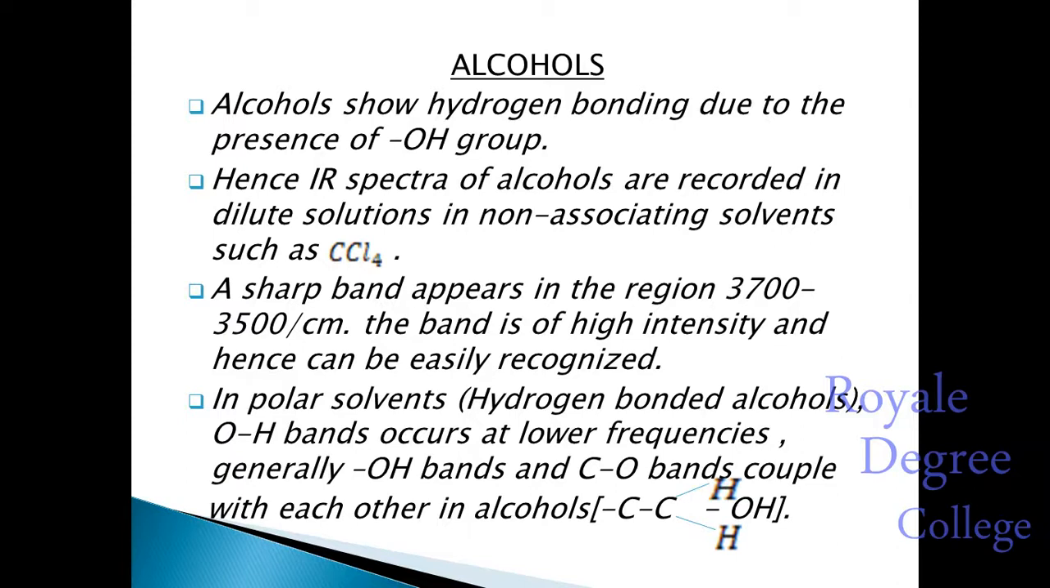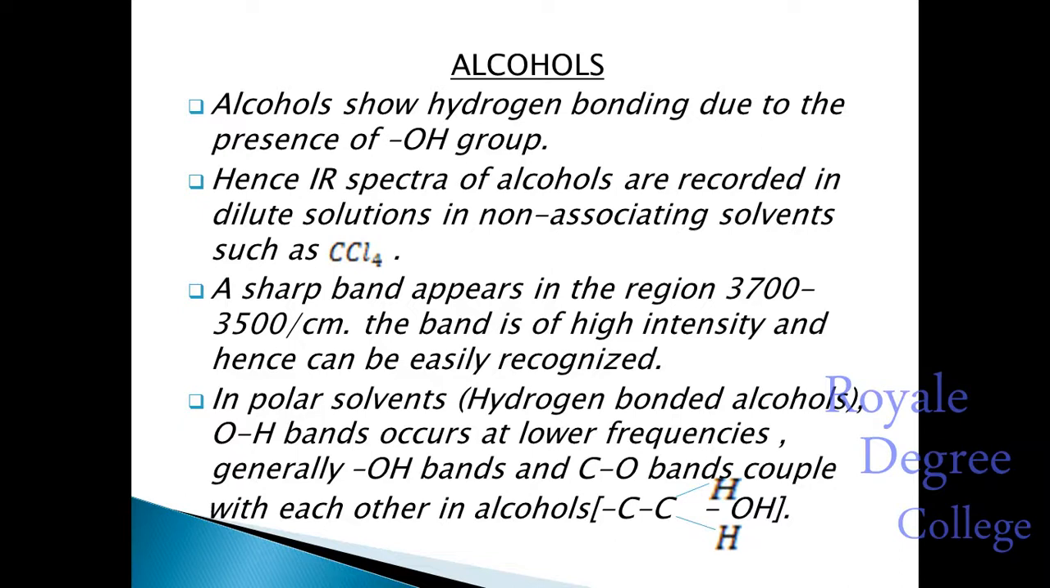Now we will study about alcohols. Alcohols show hydrogen bonding due to the presence of OH group. Hence, infrared spectra of alcohols are recorded in dilute solutions in non-associative solvents such as carbon tetrachloride. A sharp band appears in the region 3700 to 3500 per centimeter. The band is of high intensity and hence can be easily recognized.